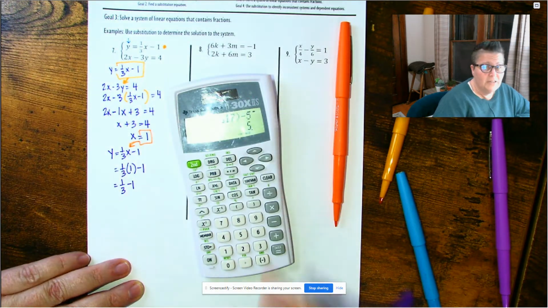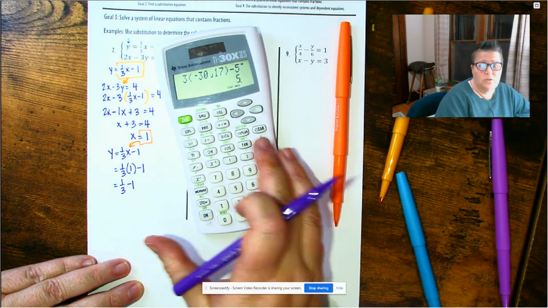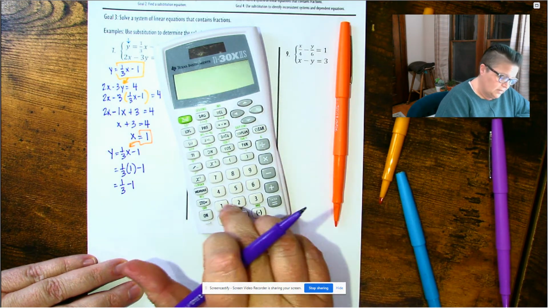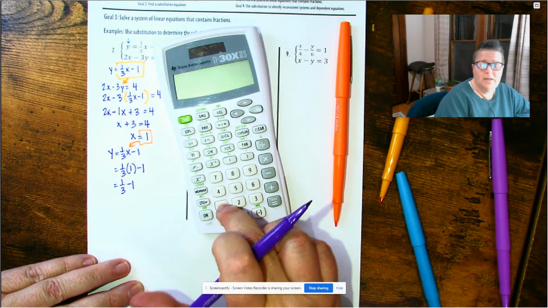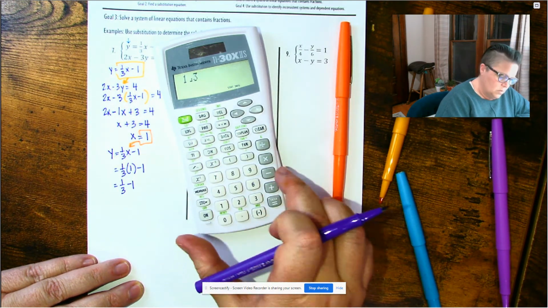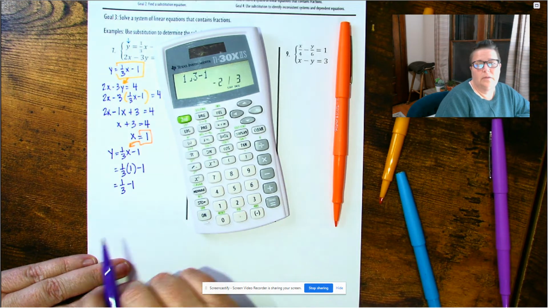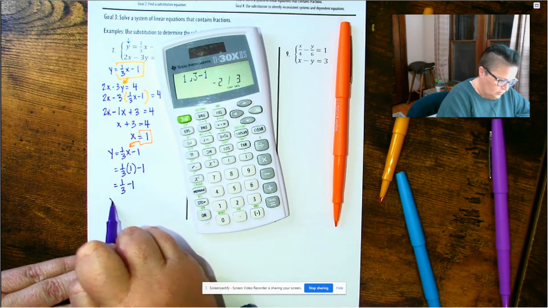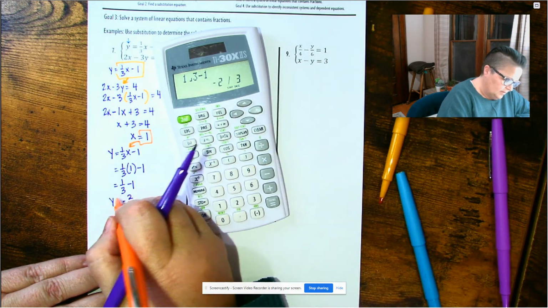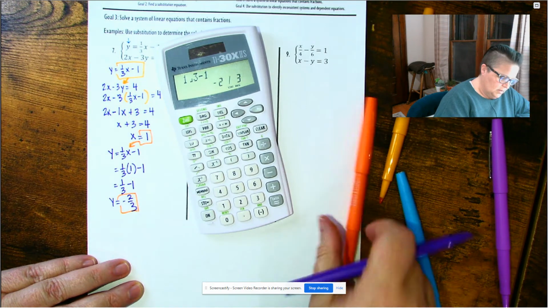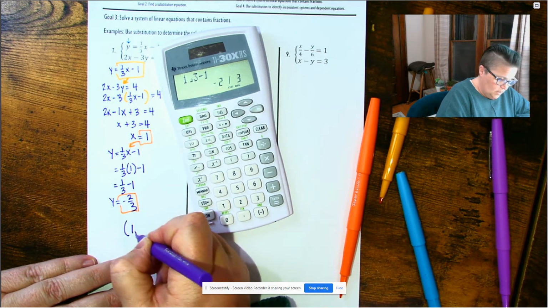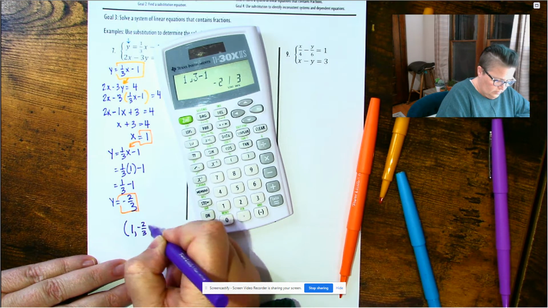Again, with the fractions, use the tools available to you. Your calculator is definitely available. You can use the fraction button if you're not sure. 1/3 minus 1. Oh, turn it on, Amy. 1/3, there we go, minus 1, which is going to be a negative 2/3. This gives us the second value. This tells me I believe the solution is going to be at 1 comma negative 2/3.